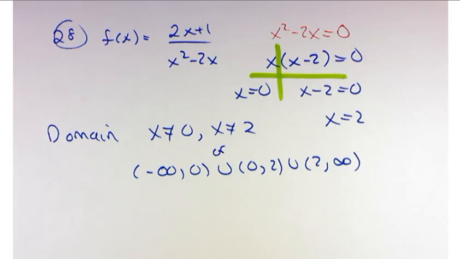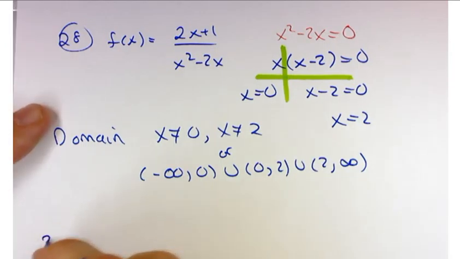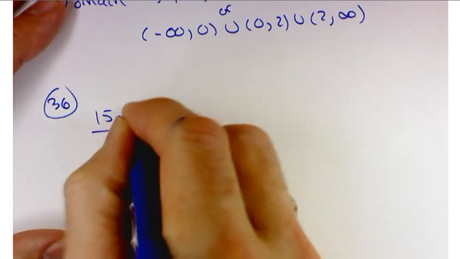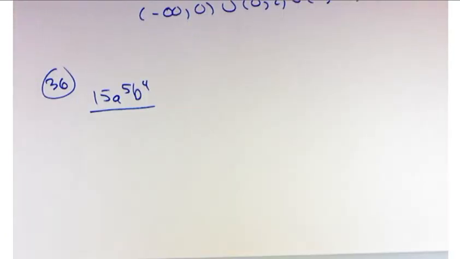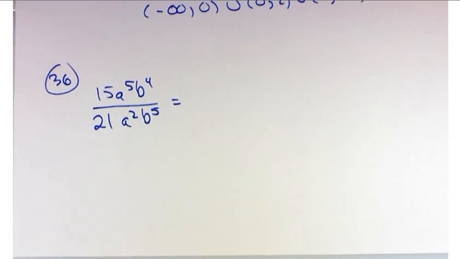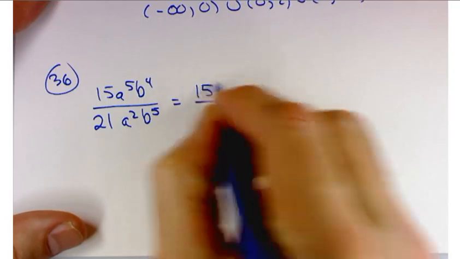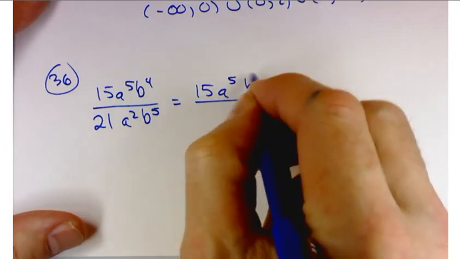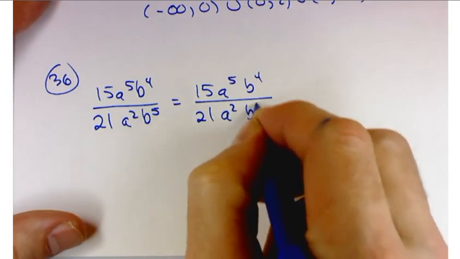And let's start actually working with our rational functions in terms of putting things in lowest terms. So we'll do one or two examples like this, starting with problem number 36. 15a to the fifth, b to the fourth, over 21a squared b to the fifth. Now, as far as putting this in lowest terms is concerned, since everything is being multiplied in both the numerator and denominator, I can do some cancellation. So let's see what things we can cancel, how we can cancel them.